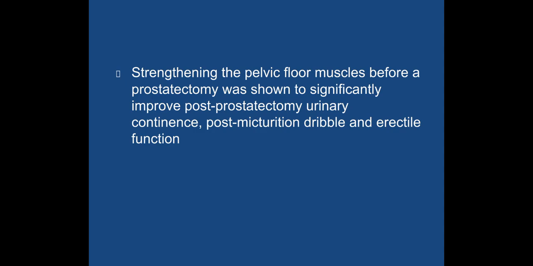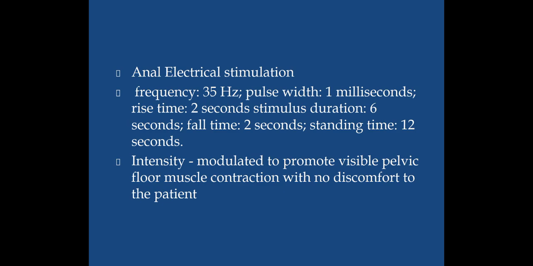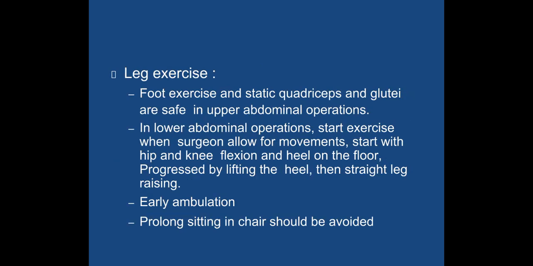So strengthening the pelvic floor muscles before a prostatectomy was shown to significantly improve post-prostatectomy urinary continence and post-micturition dribble and erectile function. So anal stimulation also can be given. Frequency can be 35 Hz, pulse width can be 1 millisecond, rise time can be 2 seconds, and it can be given for the duration of 6 seconds. So intensity of the electrical stimulation can be modulated to promote the visible pelvic floor muscle contraction with no discomfort to the patient. Leg exercises, foot exercises, and static quadriceps and glutei are safe in upper abdominal operation, so that can be performed by the patient.